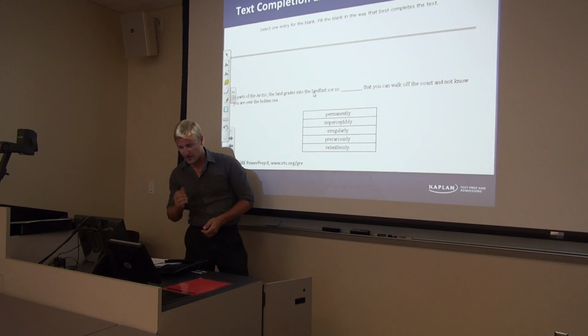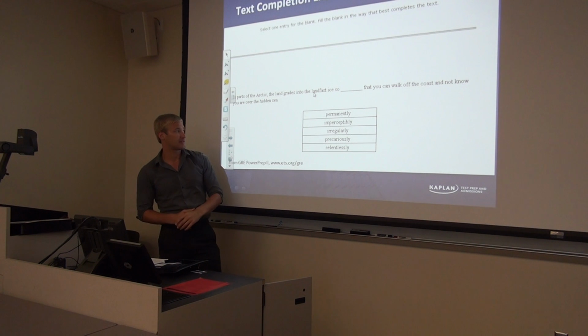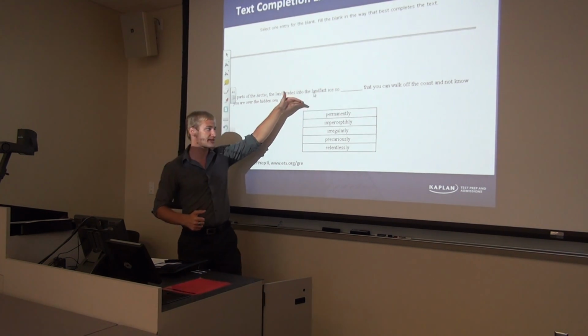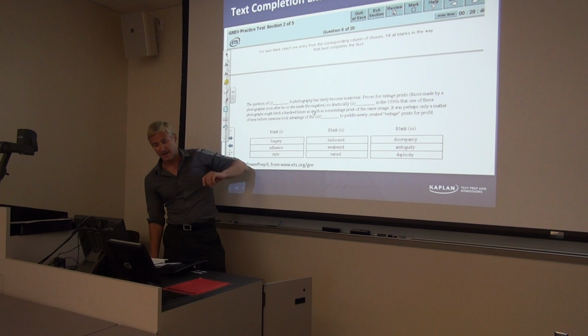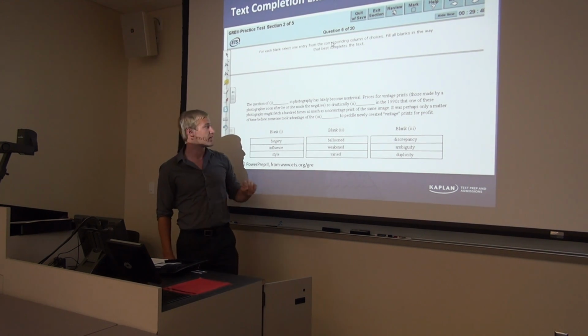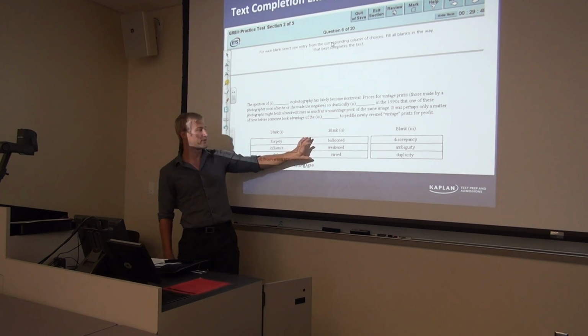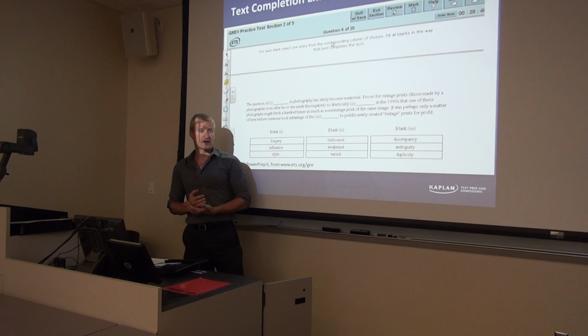So here's one with 1 blank. You've got your 5 answers here. If you have 1 blank, you will always have 5 answers. If you have more than 1 blank, so here we've got 3 blanks, you will have 3 answers for each one. Again, this kind of is going into learning your vocabulary.